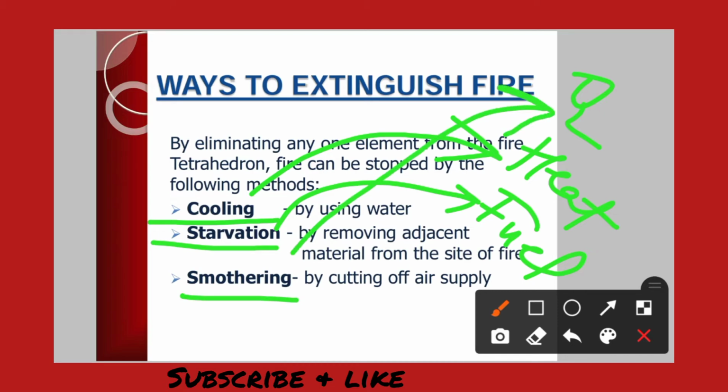And one more is there, just like in the tetrahedron we discussed the chain reaction. So what we can add here is that breaking the chain is also a way to extinguish fire, which is not mentioned here but you can understand.